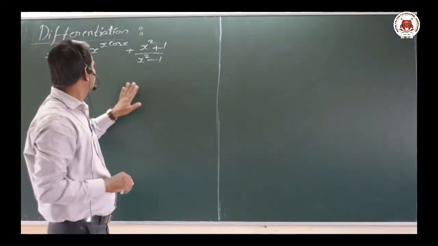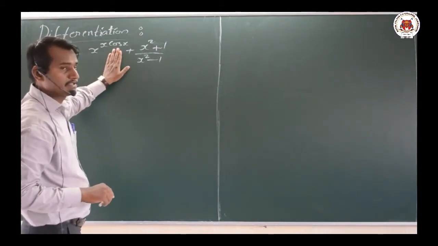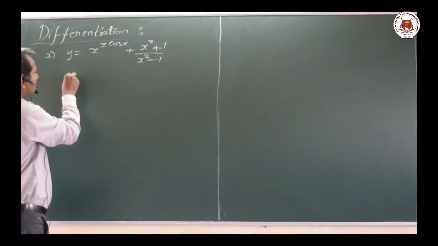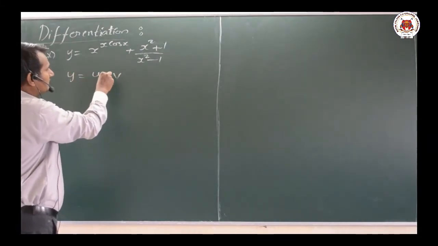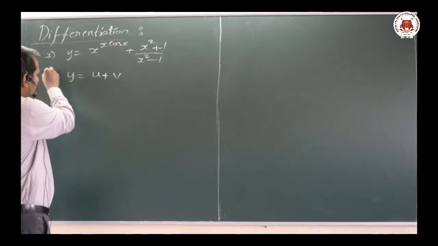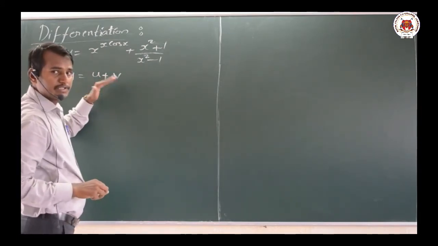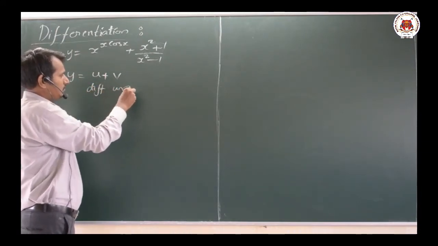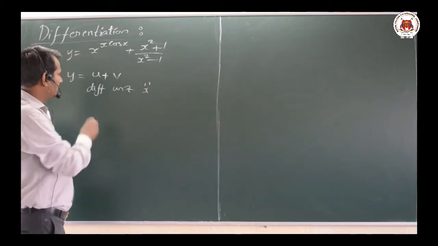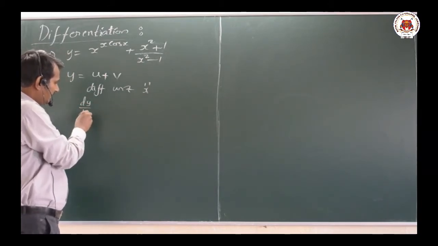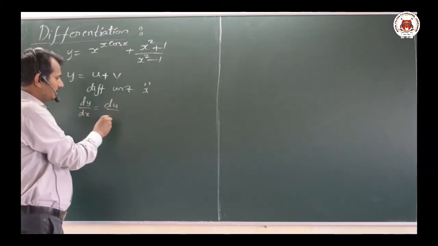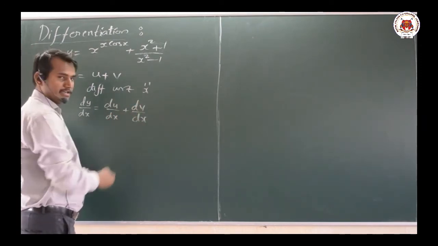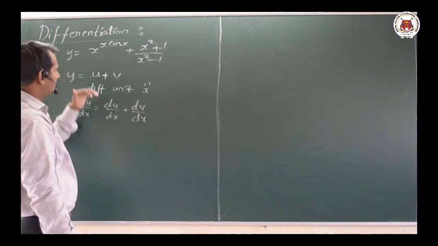The next problem is y is equal to x to the power of x cos x plus x square plus 1 divided by x square minus 1. Now here, that is y is equal to u plus v here. Differentiate with respect to x here. What we get here? That is dy by dx equal to du by dx plus of dv by dx here.